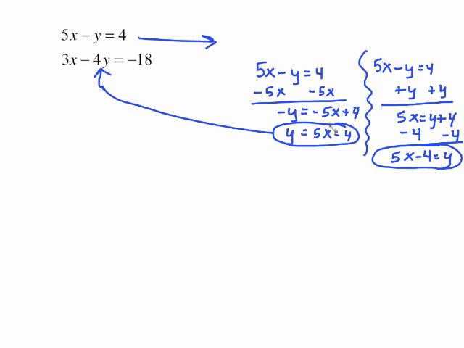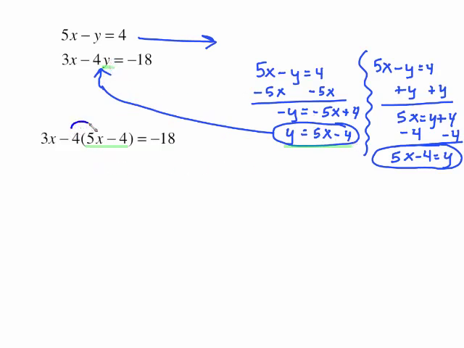Instead of this, I added y to both sides. And the reason I did that is that made the y positive. And then I subtracted 4 back to the other side. Either way, I have this expression, y equals 5x minus 4. Since the first equation is the one I used to get my rewrite, that y needs to get plugged into the second equation. So y goes out, and in its place, I have 5x minus 4.